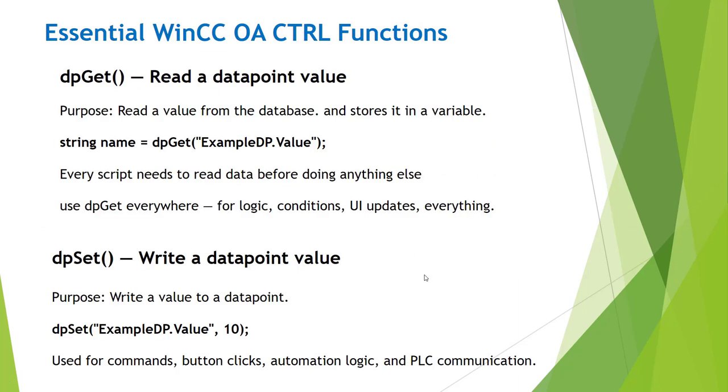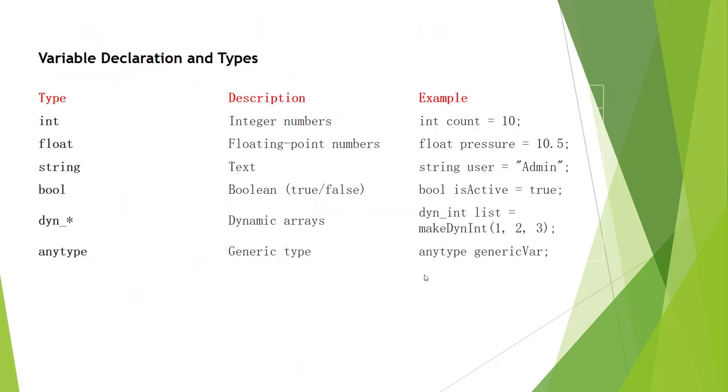This is the variable declaration type. Here is an integer value. Look here, int count equals 10 with a semicolon. There is also float, string, and bool. And dyn underscore, for example dyn_int, means a dynamic array, a dynamic integer list. It's all similar to PLC.